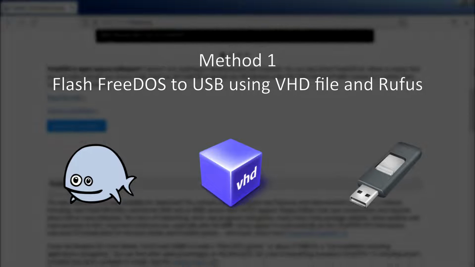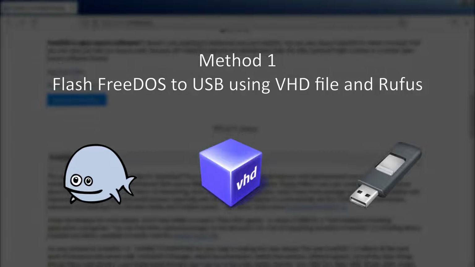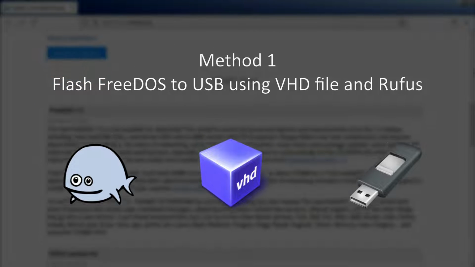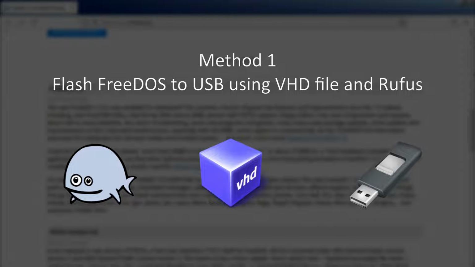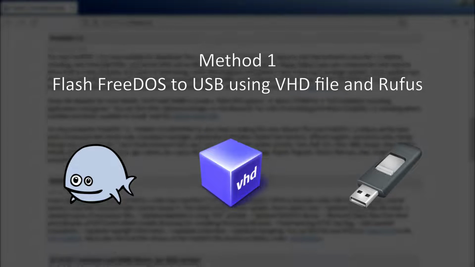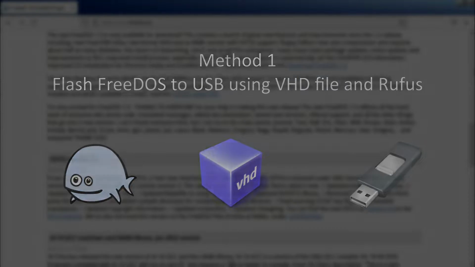A VHD file is a virtual hard disk file. In a virtual machine, this file will be treated as a physical hard drive. We can generate it through a virtual machine, and then flash it to the USB. The programs we will use can be found in the description below.